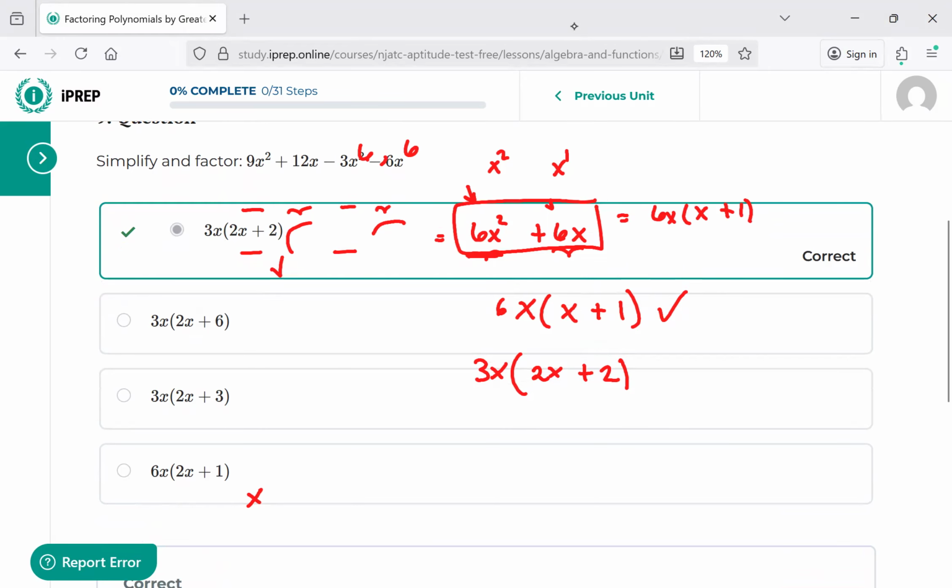That is a tricky one because you literally could take out a 6x, right? So you have to be careful. You could have factored out a 6x, but if you did, it would be 6x times x plus 1. And you don't see an x plus 1, so don't be fooled, right? So yeah, we could take out a 3x, and then if you do that, this would be 2x plus 2. So it's the first one.